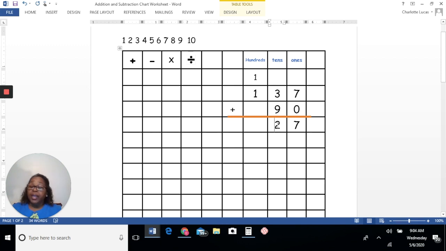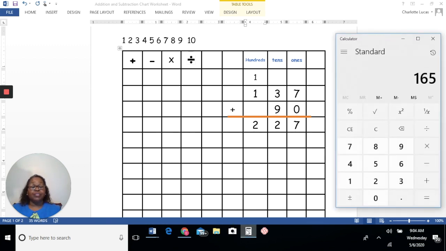All right, now we're going to add our hundreds. We get 1, 2. That's easy. Counting on. 227 is our answer. Let's use our calculator to see if we got the right answer.